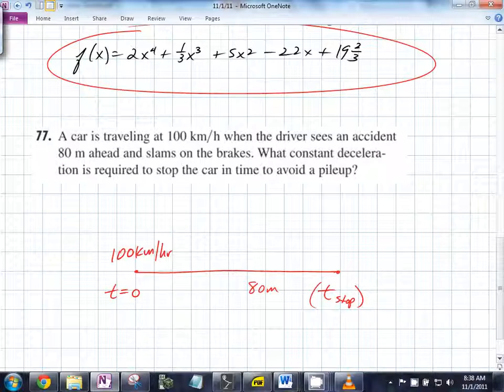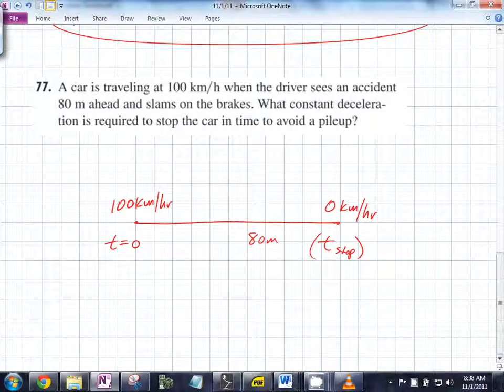Let's say the position here. So what letter do they use for position in this book? Is it S, I think? S at 0 is what? What's the position at 0? We'll say he's at 0. And S at time stop. How far has he gone? 80. Okay, so I'm just writing down what they've told us so far. That's all we're doing so far.